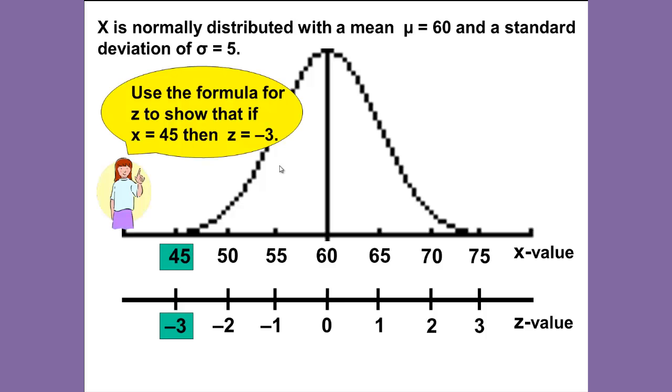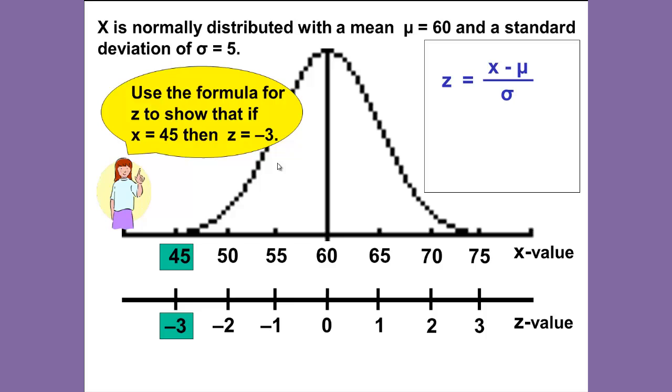Use the formula for z to show that if x equals 45, then z equals negative 3. Z equals x minus the mean over the standard deviation. X is 45, the mean is 60, the standard deviation is 5. 45 minus 60 divided by 5. 45 minus 60 is negative 15. Negative 15 divided by 5 leaves us negative 3. Be sure that you're following the order of operations and doing the top of your fraction and then the division.